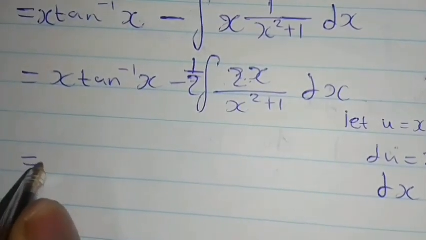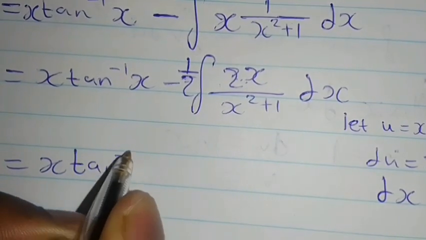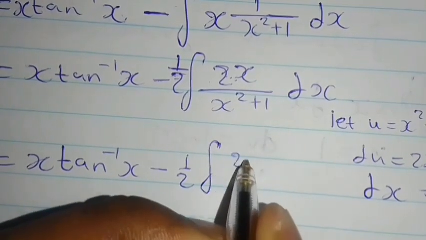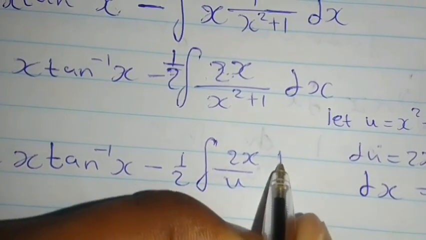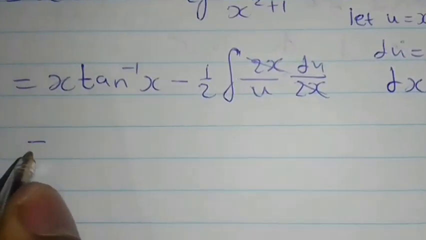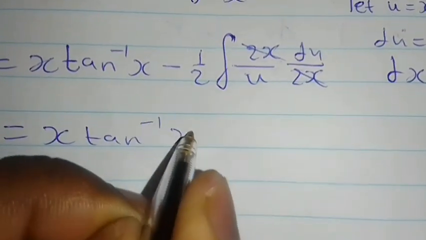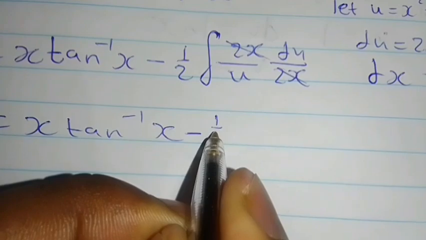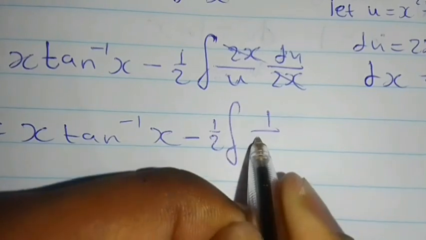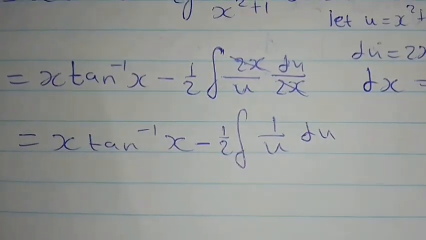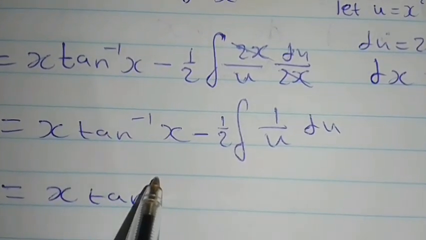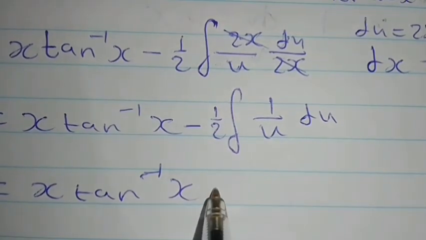So this integral further proceeds to x arctan x minus half into the integral of 2x divided by u multiplied by du over 2x. Then the 2x will cancel, and then you'll have x arctan x minus half. Then you'll be left with 1 over u. Let me just write it down. 1 over u du. So you have something like this. Now you're gonna have x arctan x minus half.